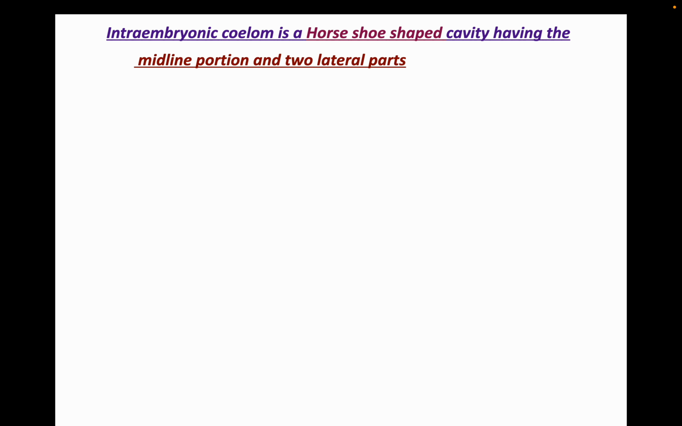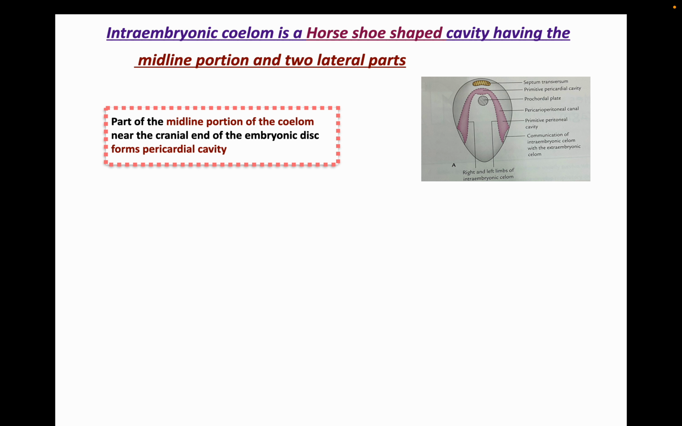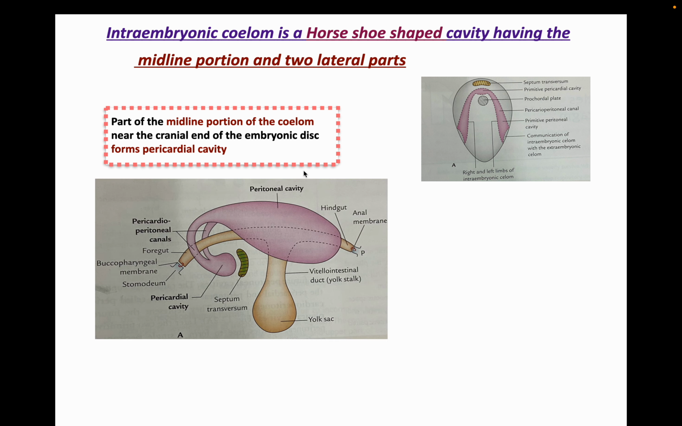Intraembryonic coelom is a horseshoe-shaped cavity having the midline portion and two lateral parts. It is clear now. The midline portion of the coelom near the cranial end of the embryonic disc forms the pericardial cavity. Now, this portion is going to form the pericardial cavity. If we see from the sagittal plane, or from the lateral side, this is the pericardial cavity. So this is septum transversum. Now septum transversum is coming ventral to the foregut with the folding of the embryo.